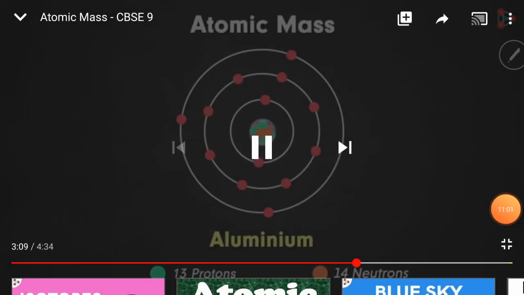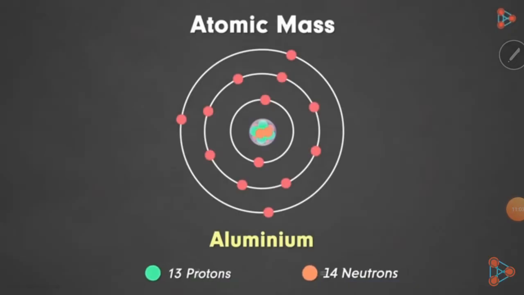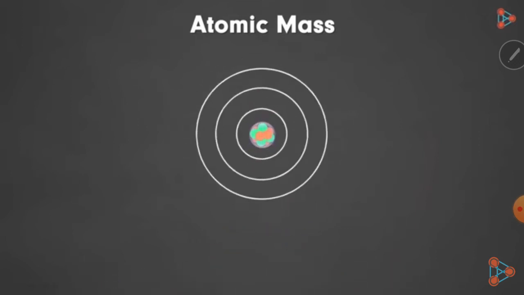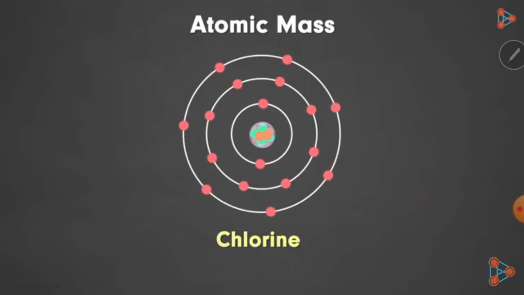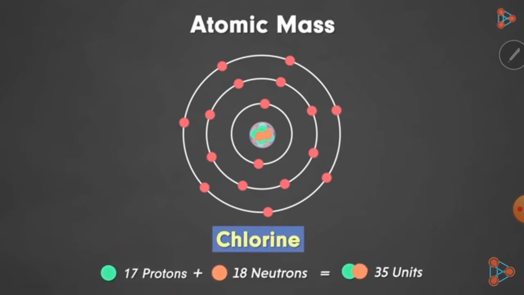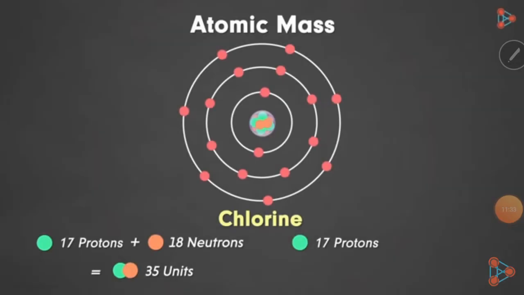Here we will see also another example about the chlorine. Yes, finished with the aluminum, 27. Now the chlorine. The chlorine has 17 protons, 18 neutrons. So its mass number is 35, the total number of protons and neutrons. I think these examples are enough.